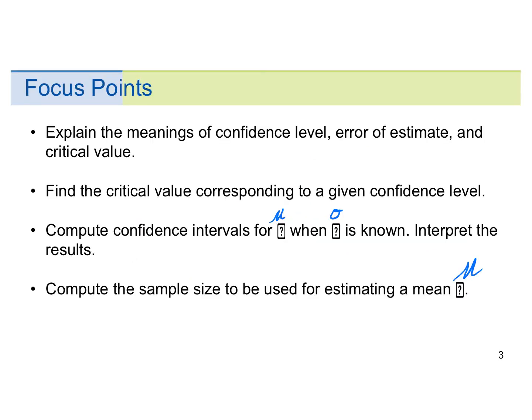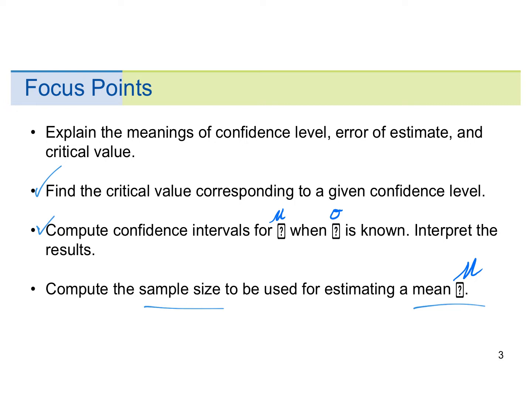So things that we're going to do: we're going to explain the meanings of a confidence level, an error of estimate, and a critical value. We're going to find the critical value corresponding to a given confidence level. We're going to compute confidence intervals for mu when sigma is given, and interpret these results. And the last thing is we're going to compute the actual sample size when estimating a population mean.